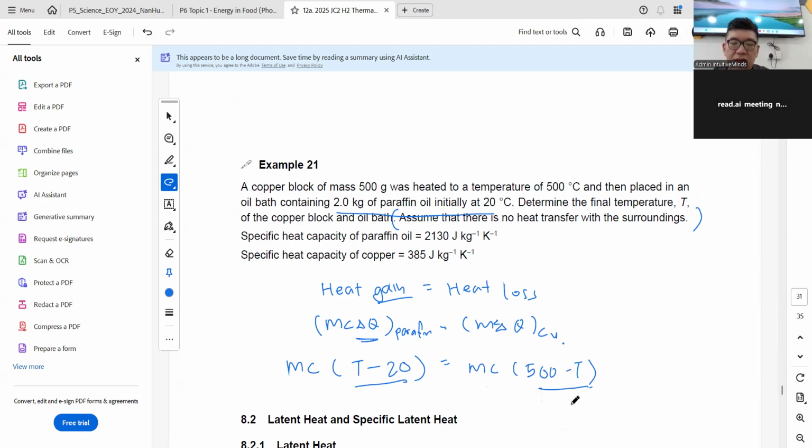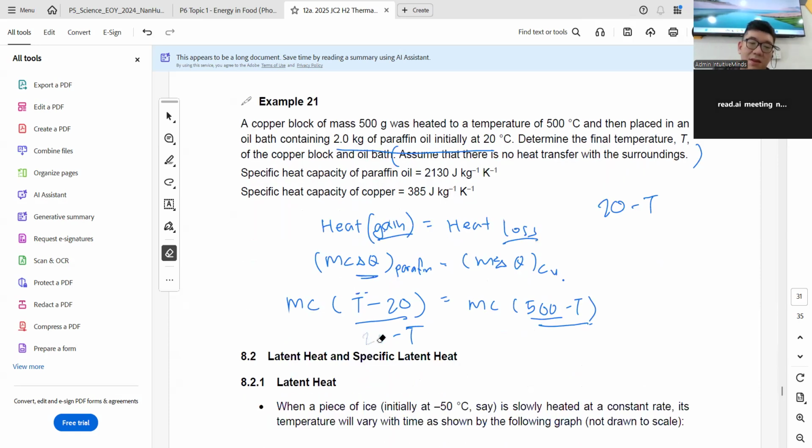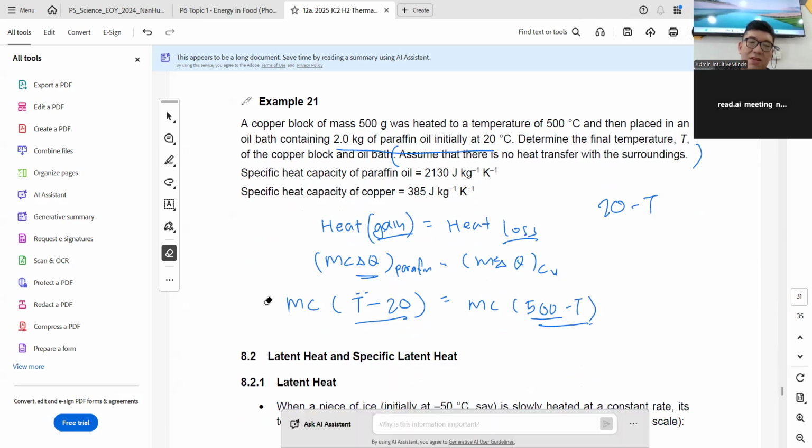So the order makes a difference. T minus 20 and 500 minus t. If you put 20 minus t, if you put it like this, you'll never get an answer. The answer will be wrong. Okay, so the order makes a difference. Heat gain means temperature increase, so this one will be larger. Heat loss means temperature decrease, so this one will be larger. The larger must come first. If not, you get negative, then your answer will be very weird. The math will not make sense.